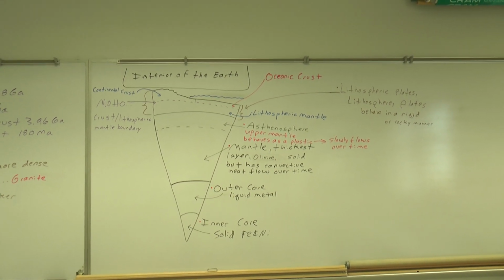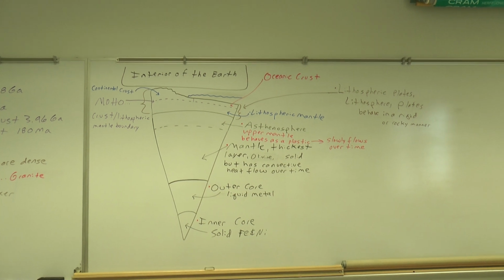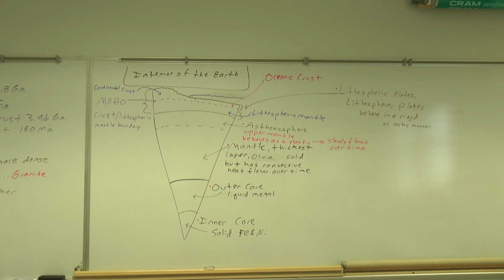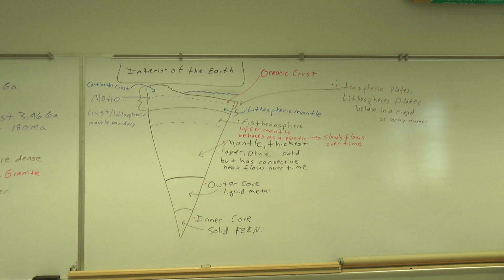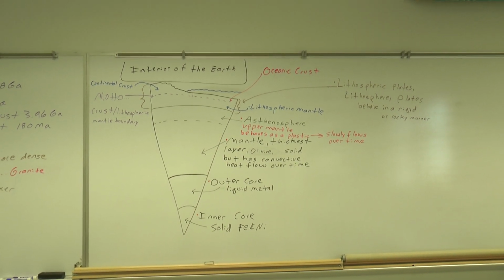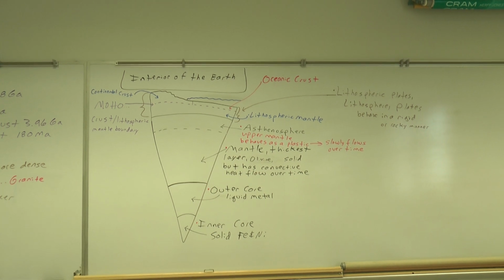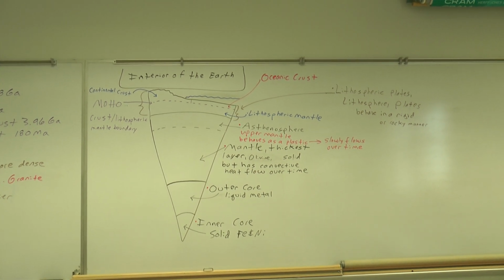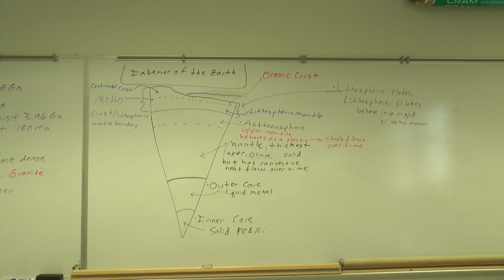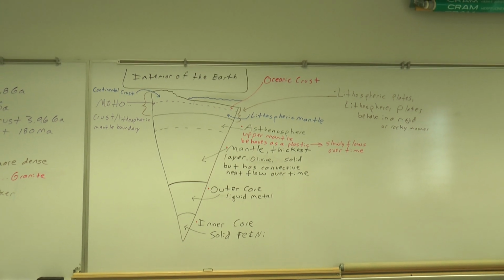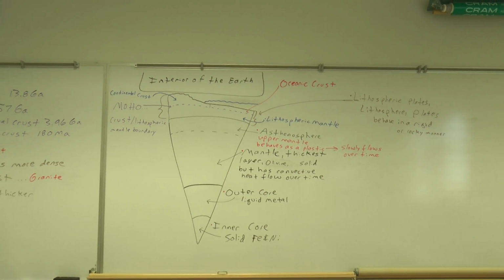I'm going to ask some questions, such as inner core, solid or liquid, outer core, solid or liquid. What's the dominant mineral in the mantle? How does the asthenosphere behave? How do the plates behave? All right, you're going to need to know all of this. So that'll do it for this short lesson on interior of the Earth.